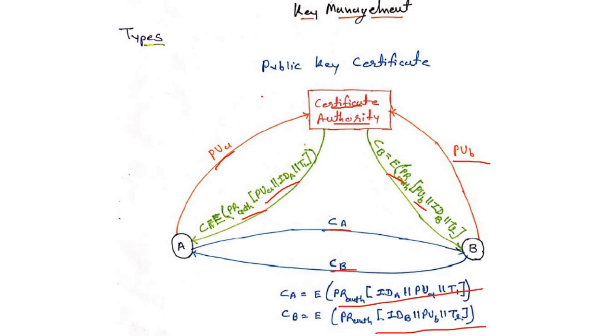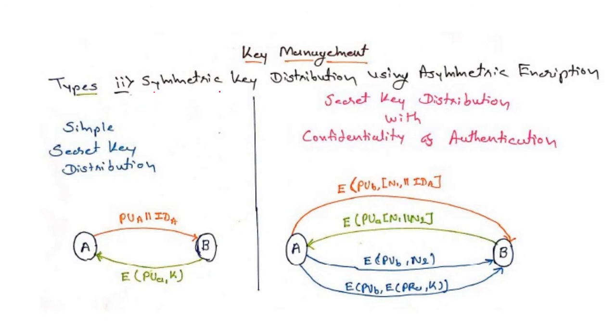So these are the public key distribution, and our second case was symmetric key distribution using asymmetric encryption. We have discussed using symmetric key encryption, but here we are discussing asymmetric encryption. Again there are two cases: simple secret key distribution, and secret key distribution with confidentiality and authentication. What is happening in simple secret key distribution? There is the public key of A and the identification of A, and A is requesting B for communication. Same thing, B replies with the public key of A and a key K, which is a secret key. So A can use this secret key and communicate with B.